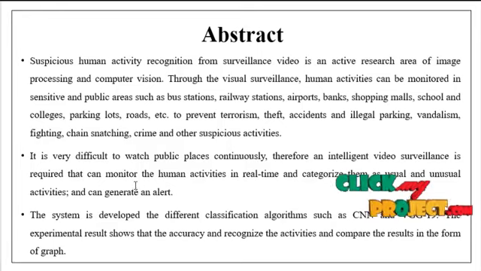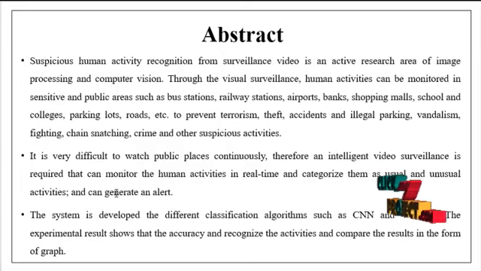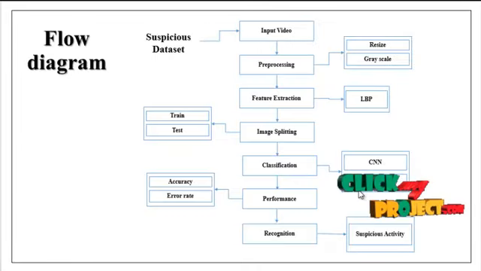The system is developed using different classification algorithms such as convolutional neural network and VGG-19. Then we compare both results and estimate performance metrics such as accuracy and error rate. Finally, we can recognize activities such as abuse, arrest, shoplifting, and so on. So this is the overview of our project.